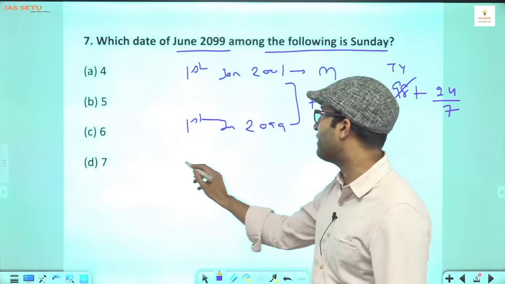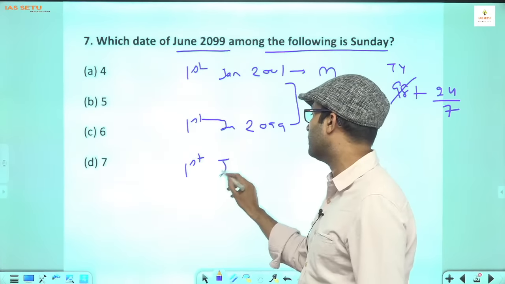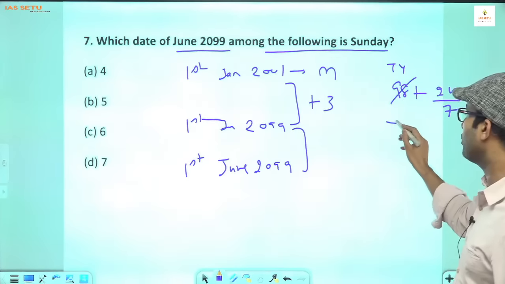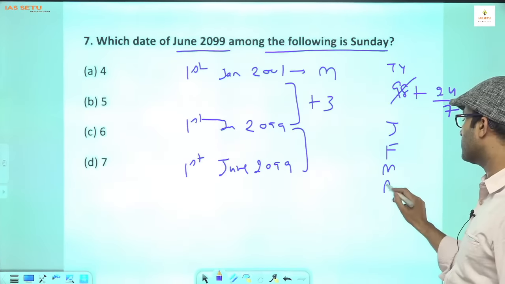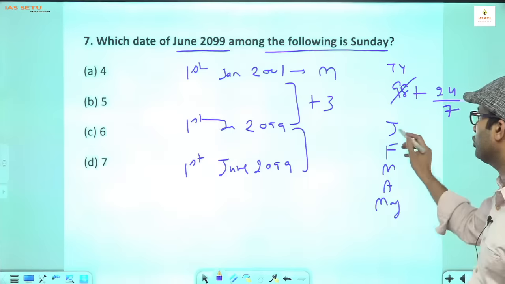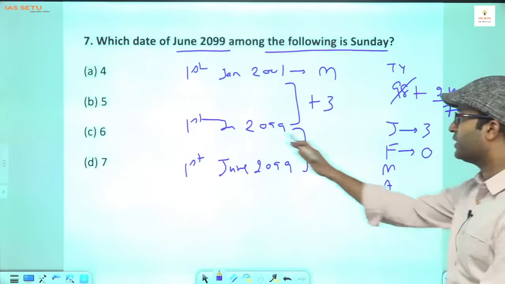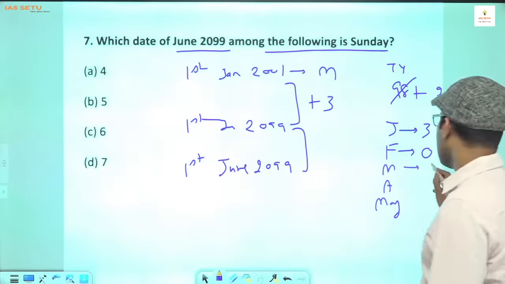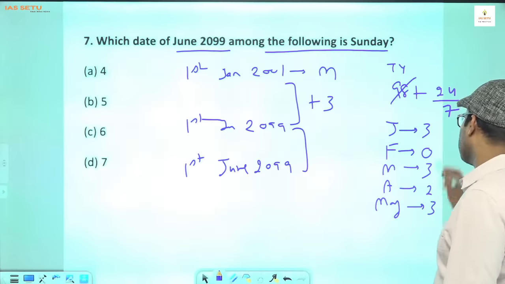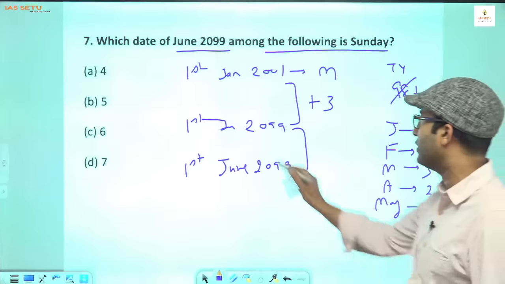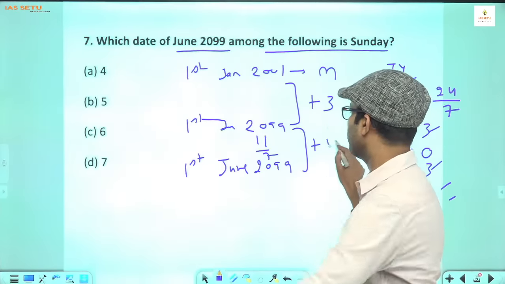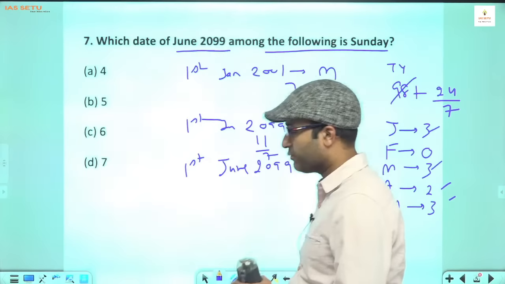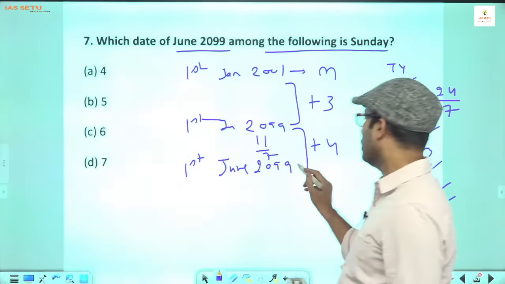After that, monthly navigation: we navigate from 1st January to 1st June 2099. We cross the months of January, Feb, March, April, May, and we reach June. January has 3 odd days in a normal year, and 2099 will be a normal year. Feb 0 odd days, March 3, April 2, May 3. 3, 6, 8, 11. 11 divided by 7 we get remainder 4. So it is plus 4. Then 3 plus 4 is 7. 7 means 1 week.